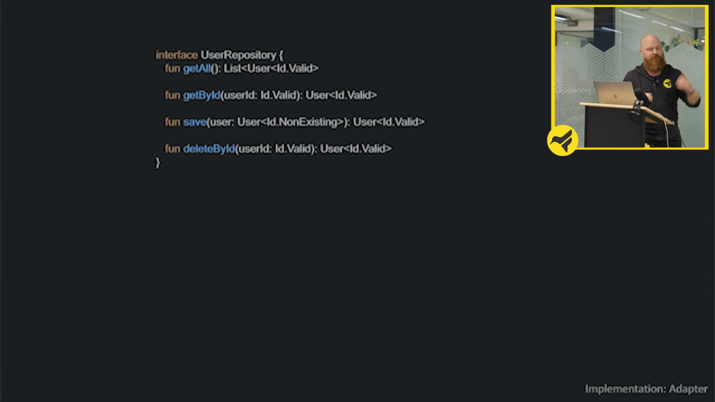So we can define this UserRepository in our domain module, our Maven module, and we can just do all the basic CRUD operations like get all, get by ID, save, delete by ID. And then you can indeed see that if you want to save a user, then it has this ID non-existing. And when it returns, it has an ID valid. And in this way, your compiler can actually help you check whether or not this is true.